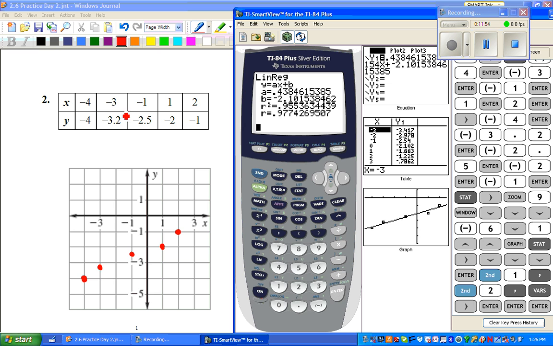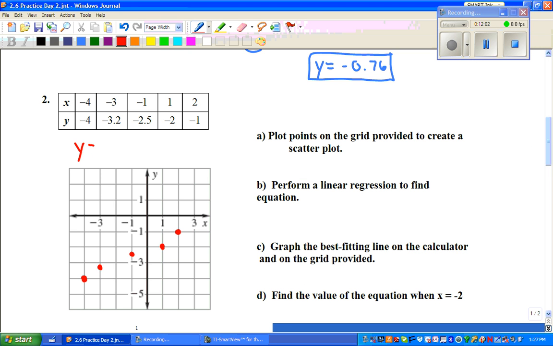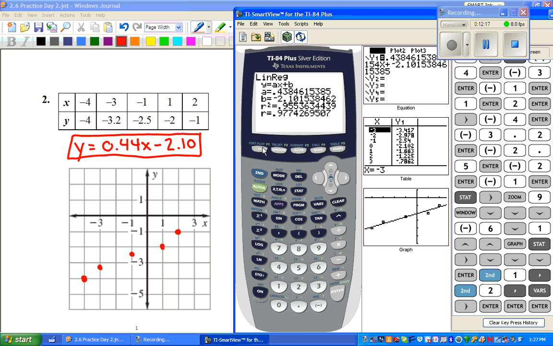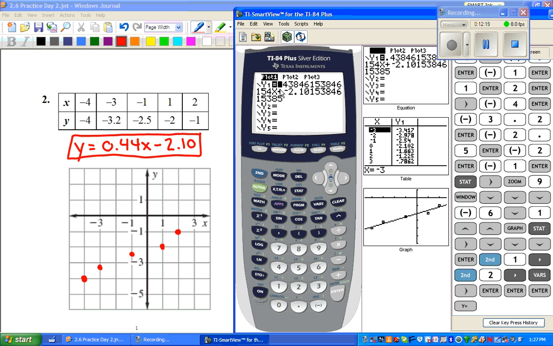Now what we know is the equation of this line. You got your a value, you got your b value. So I'm going to write, what is that, 0.44? So we got y equals 0.44x minus 2.10. All right, because we're able to find my y value. And then we're going to go back and take a look at this. All right, got the equation of that line.